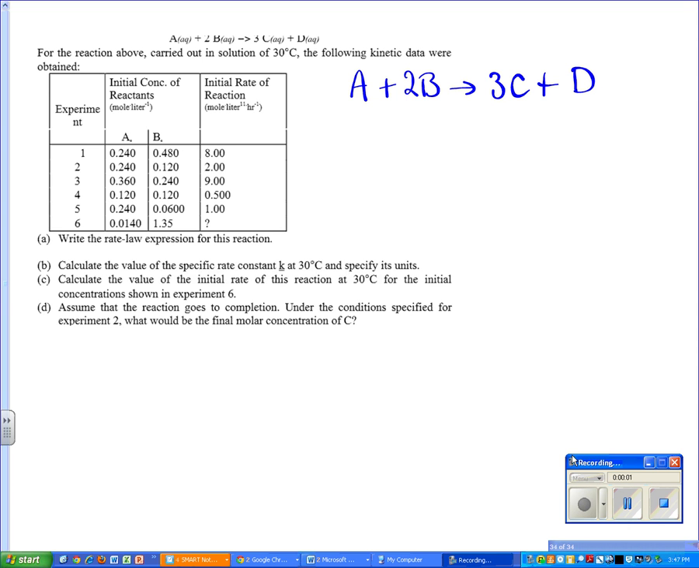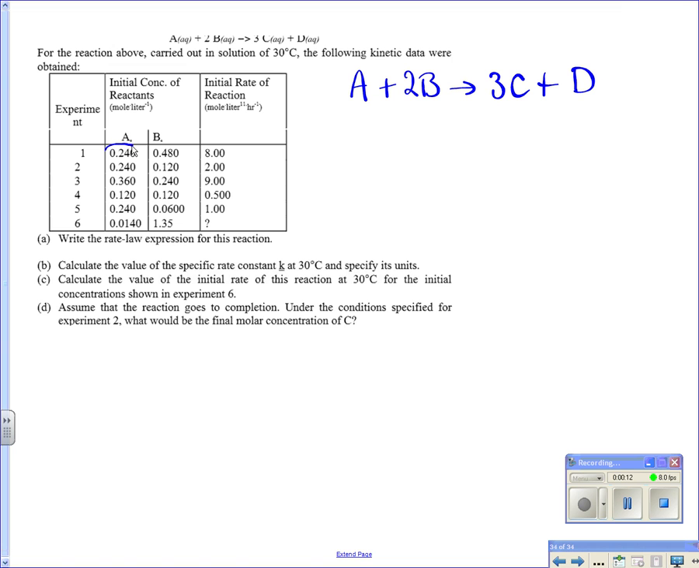This is a differential rate law, or what's just called a rate law problem. So the first thing they want us to do is write the rate law expression for the reaction. I'm just going to look at the data, and I see that A stays the same for trials 1 and 2. And so whatever changes in rate is because of B.